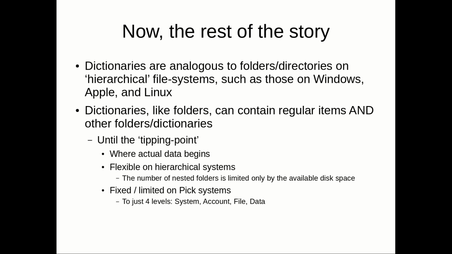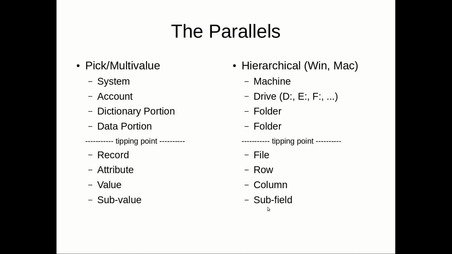Okay, and hierarchical systems are flexible. As I was saying, you can have folders ad infinitum, but on a PIC system, you're limited to just four: the system, the account, the file, and the data. Once you get past this point, you're no longer talking about the path to the data, you're talking about the data. So let's compare a PIC multi-value system and a hierarchical system.